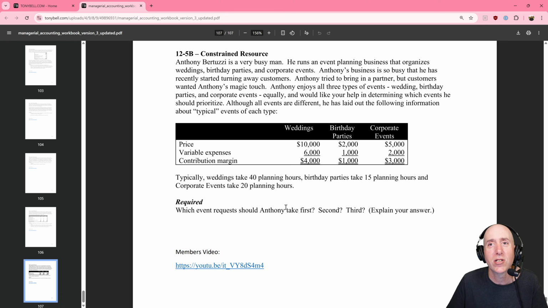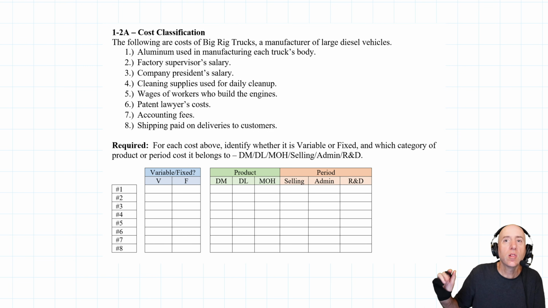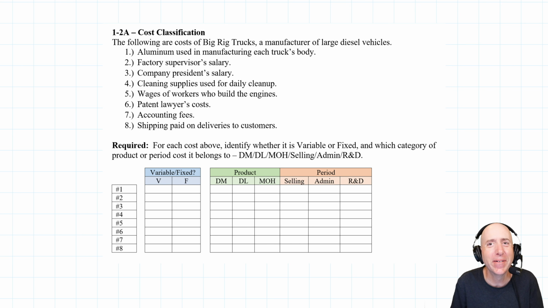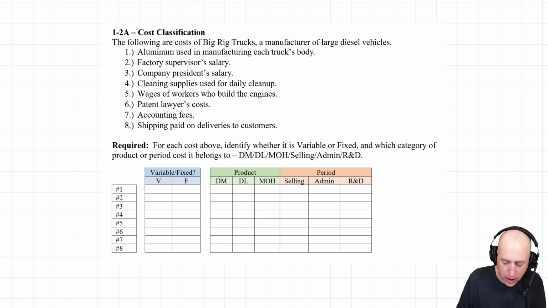All right, let's jump into today's exercise. Let's jump into problem 1.2a. This has us identifying costs and going over some cost concepts. It says the following are costs of Big Rig Trucks, a manufacturer of large diesel vehicles, and there's a list of costs, and it says for each cost identify whether it's variable or fixed.